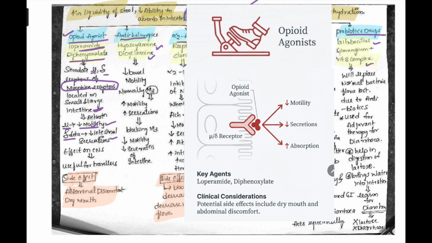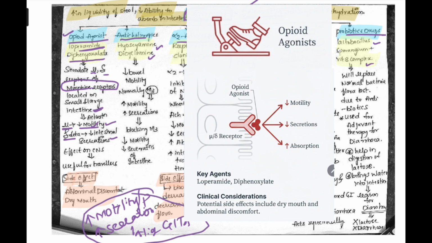The main problems in diarrhea are increased motility or peristalsis and increased secretions, and because of the secretions the liquidity in the intestine increases. So we have to work on these two things, using the mu and delta receptors. The mu decreases the motility and the delta decreases the intestinal secretions. It also affects the CNS, and is useful for travelers. Side effects are abdominal discomfort and dry mouth.